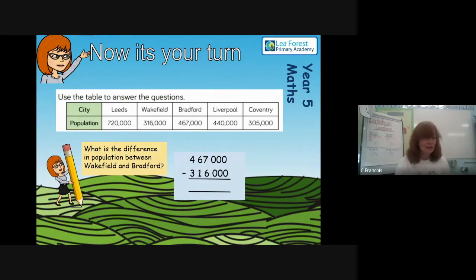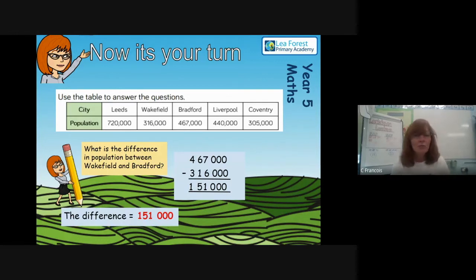So the calculation that you should have carried out: 467,000 subtract 360. So the first three are nice and easy again, 0, 0, 0. 7 subtract 6 is 1, 6 subtract 1 is 5, and 4 subtract 3 is 1. So the difference is 151,000 people. That's nice and easy.